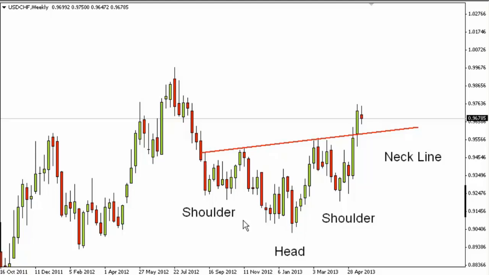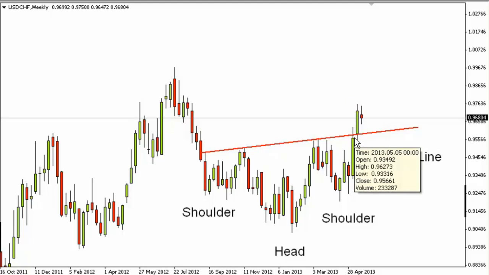You have the head, you have the left shoulder, the right shoulder, and on this occasion the neckline has already broken, and therefore if you're looking for a potential trade on this one, you will be looking for a pullback to that neckline. We've had now the break and close, and this break and close was on a weekly chart, so therefore anywhere around 95.80 on this pair would be technically the area to enter for a long from the head and shoulders pattern.